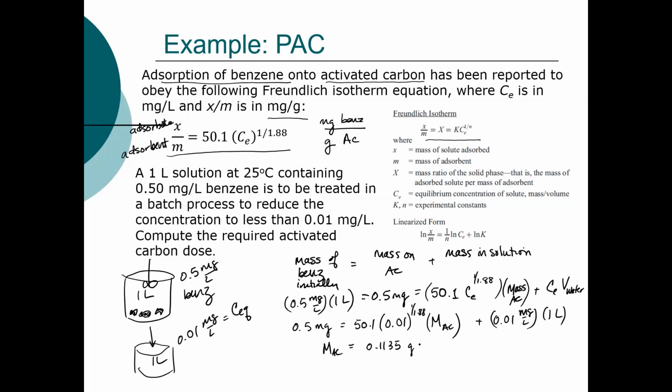Okay, it's milligrams of benzene in this case per gram of activated carbon. And when you're looking at an isotherm or you're given an isotherm, they need to give you the units. Okay, so we need 114 milligrams of activated carbon. So that's how much activated carbon we need. Questions? So we're using the same theory that we developed very early on with mass balances, and we will use that throughout this unit on activated carbon.